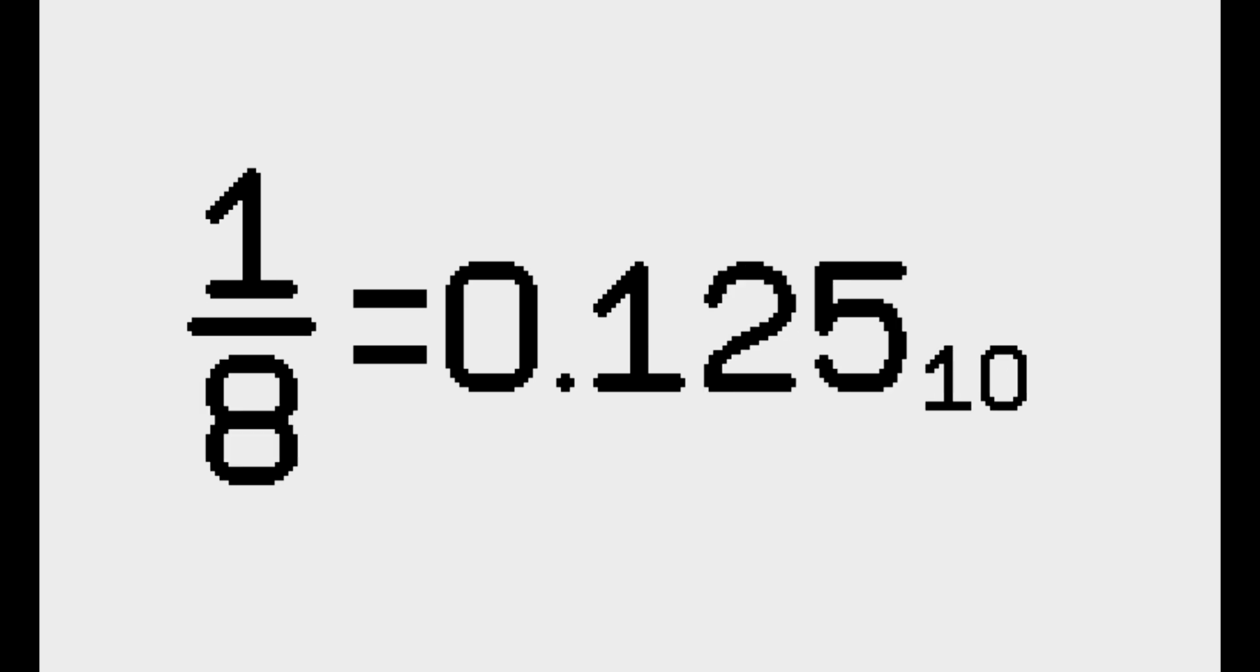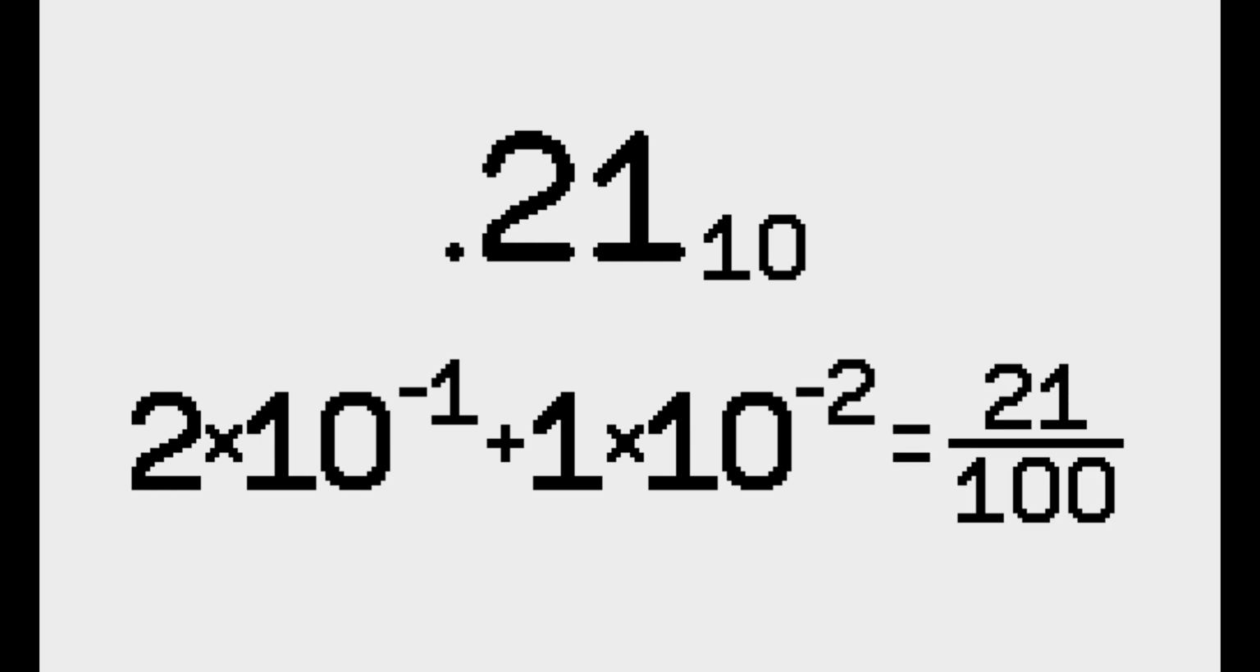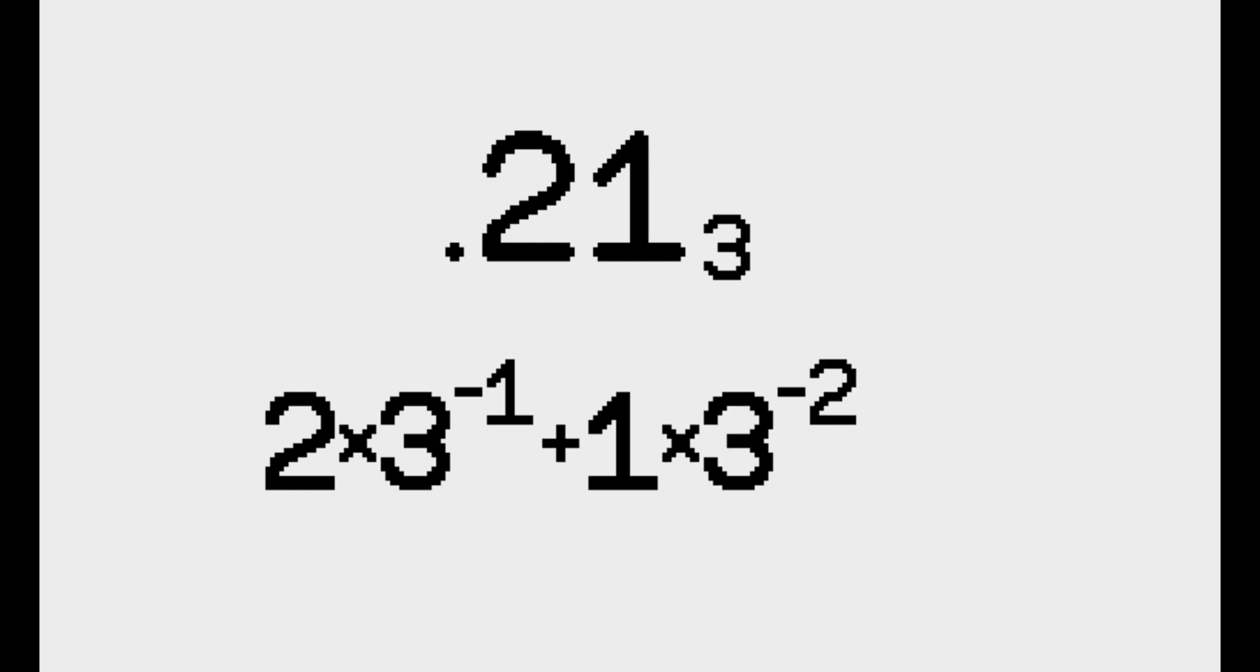Most of the numbers we will be working with are fractions, and they will go past the decimal point to the right. For example, 0.21 in base 10 would be 2 times 10 to the negative 1 plus 1 times 10 to the negative 2 in expanded form, which is 21 over 100. And in base 3, 0.21 in expanded form would be 2 times 3 to the negative 1 plus 1 times 3 to the negative 2, which is 7 over 9 in base 10.